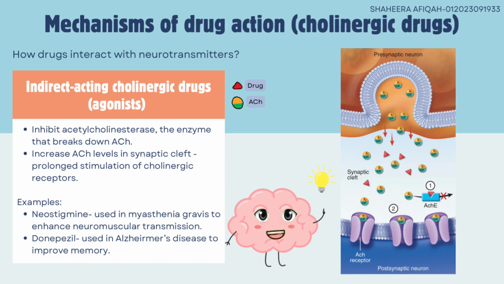Then, indirect-acting cholinergic drugs inhibit the AChE, which is the enzyme that breaks down acetylcholine into acetate and choline. So it can increase the acetylcholine levels in the synaptic cleft and can cause prolonged stimulation of cholinergic receptors. As we can see in the image, the drugs bind to the AChE and inhibit the breakdown of the acetylcholine. For example, donepezil is used in Alzheimer's disease to improve memory.